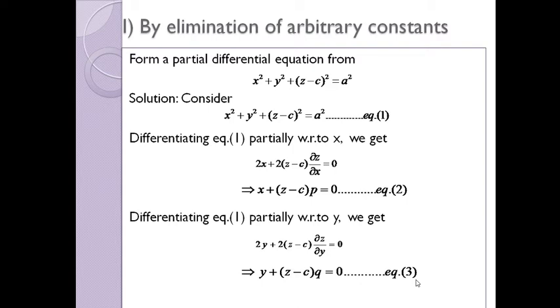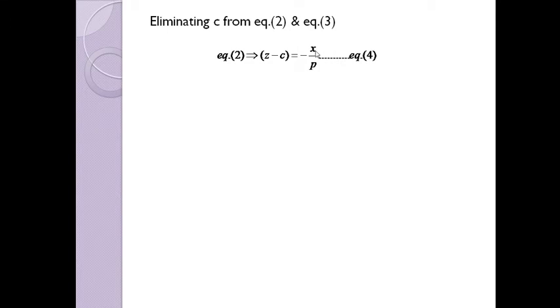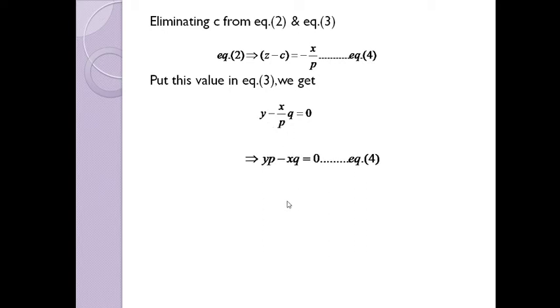Now on solving equation 2 and 3, that means we substitute the value of z minus c from equation 2 in the equation 3, and then we get this equation. Simplify this equation, which is the partial differential equation where p is del z by del x and q is del z by del y. This equation does not contain the arbitrary constants c and a. In this way, we form the partial differential equation.